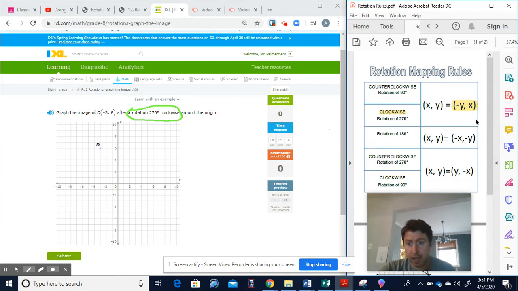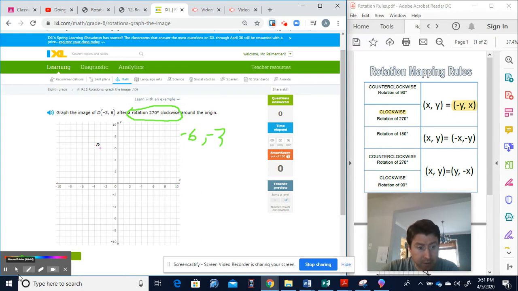All right. And what I want to do is flip my X and my Y, but then take the opposite of my Y. So I'm going to flip this. So now instead of negative 3, 6, this becomes 6, negative 3. And then what I do after that is look at my Y, which is now first, and it says it has to be the opposite. So what's the opposite of positive 6? Negative 6. So now I'm going to go and graph this.